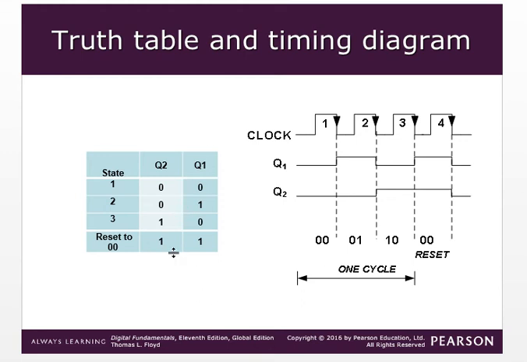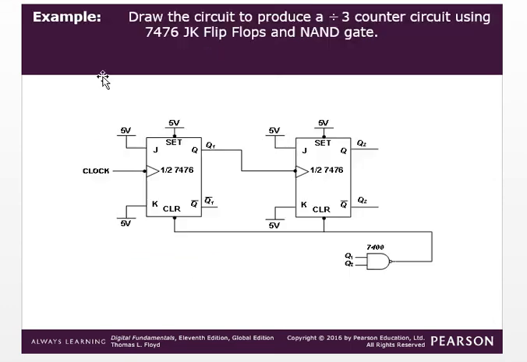So this is about the mod 3 counter. Now the idea is, how can we design this counter? Again, see the question. Maybe in the exam the question will be like this: draw the circuit to produce a divide by 3 counter or mod 3 counter using a JK flip-flop, and we need of course associated circuitry or a NAND gate. So we know that this is the first flip-flop and the clock is given to the first flip-flop because it is an asynchronous counter. The output of the first flip-flop will be given as the clock for the second flip-flop.